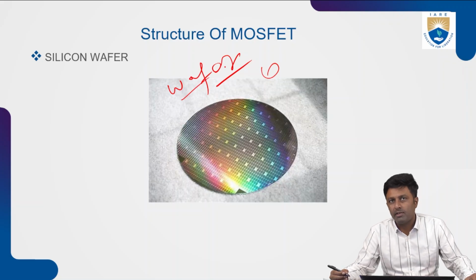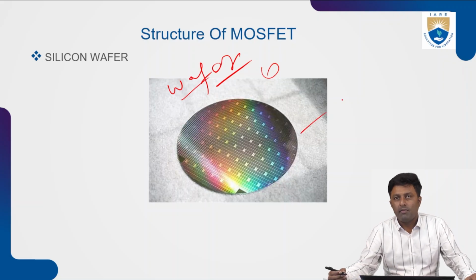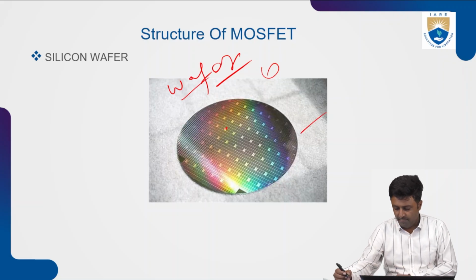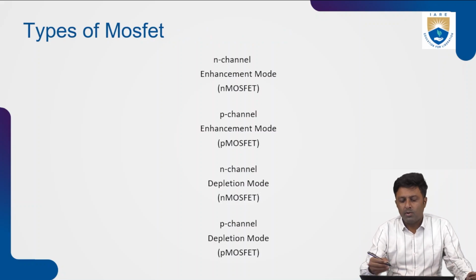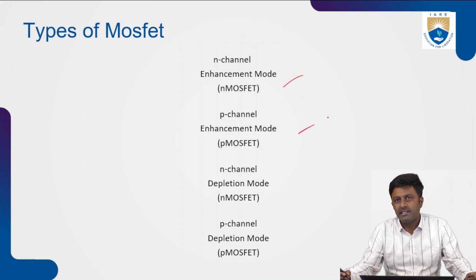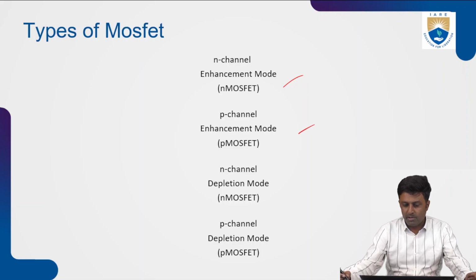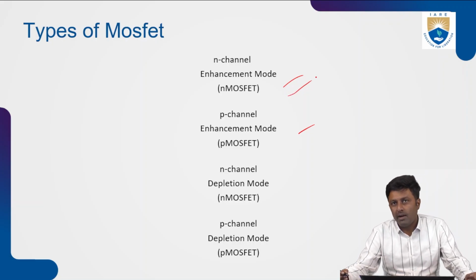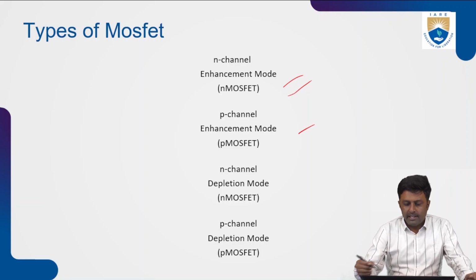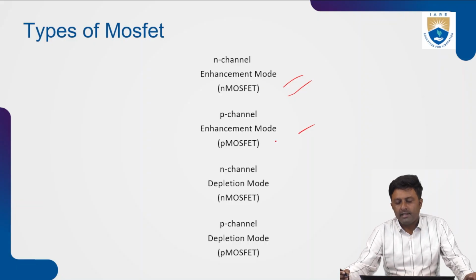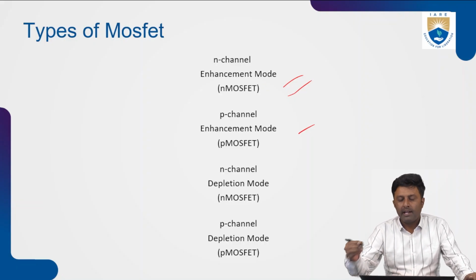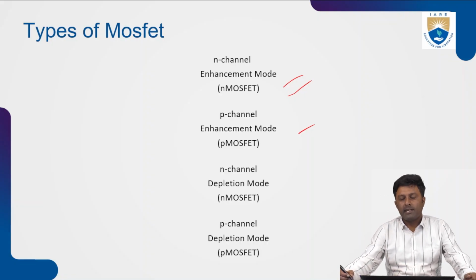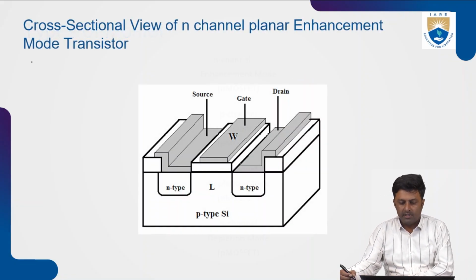Transistors are fabricated on the silicon wafer, as you can see in this figure. We have two types of MOSFET, that is N-channel MOSFET and P-channel MOSFET. In the N-channel MOSFET, we have two types again, enhancement type and depletion type. And in the P-type, we again have enhancement type and depletion type mode transistors. We'll see this one by one.